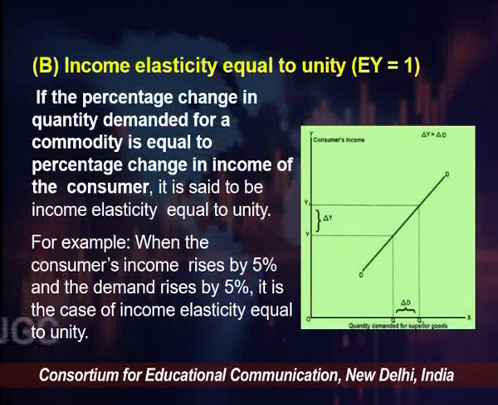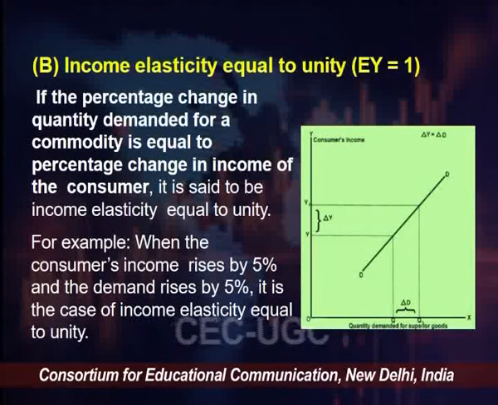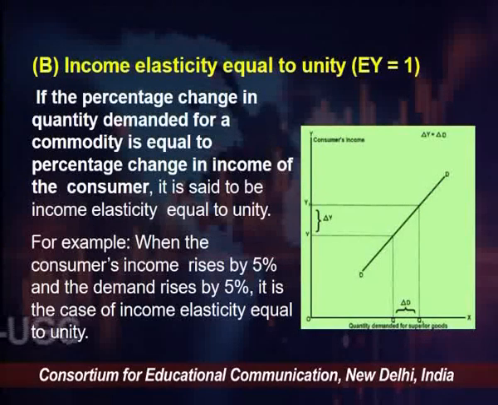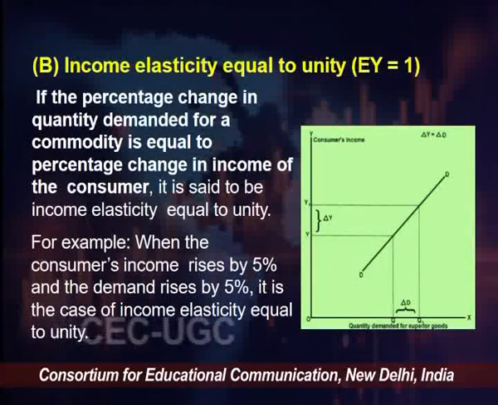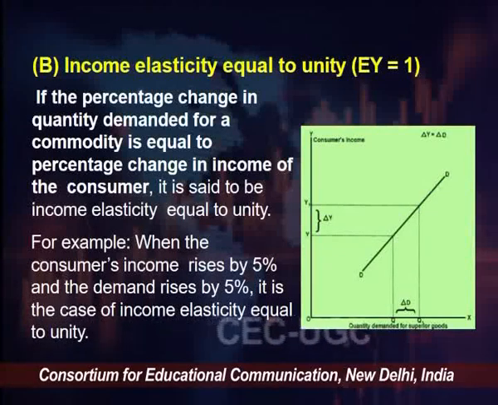So that means whatever change in the income is there, at the same rate demand is also changing. For example, when the consumer's income rises by 5% and the demand also rises by 5%, then it is the case of income elasticity equal to 1. And here you can see this graph, it will be almost from the 45-degree angle because both change at the same rate.